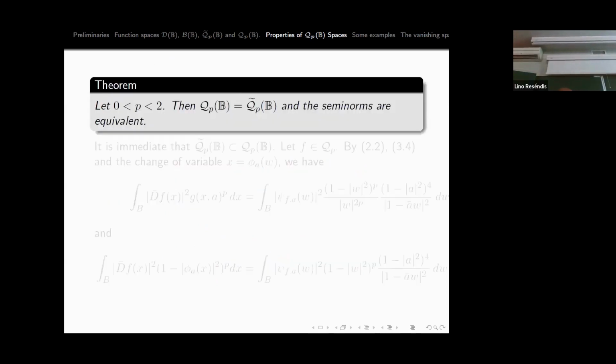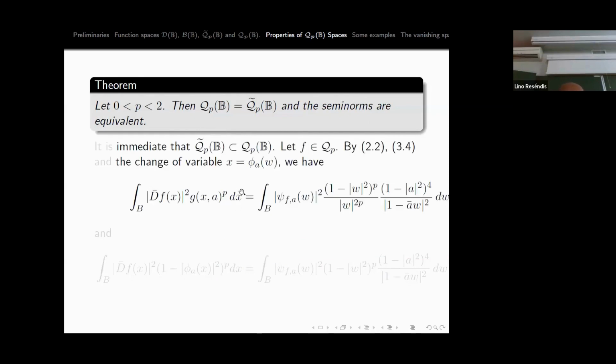Now, this result is used to prove that if we consider p between 0 and 2, then both spaces are the same space, and of course the seminorms are equivalent. First of all, this inclusion is quite immediate. Now we will consider the opposite inclusion.